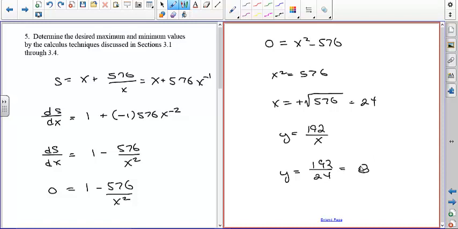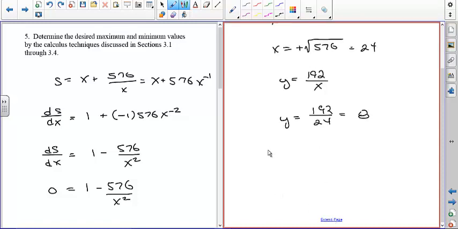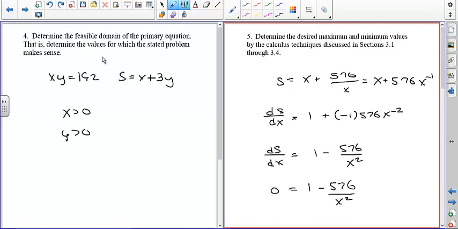And if we picked any other value of x, let's just prove that this is true. So if I did the sum was, what was the equation for the sum? x plus 3y.